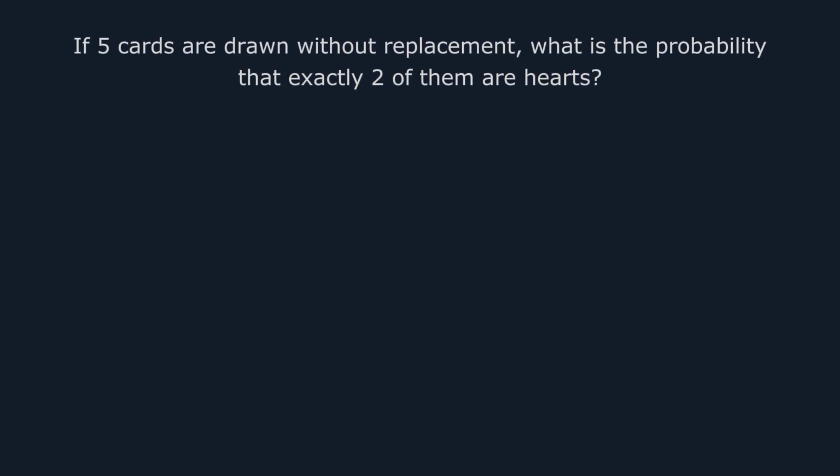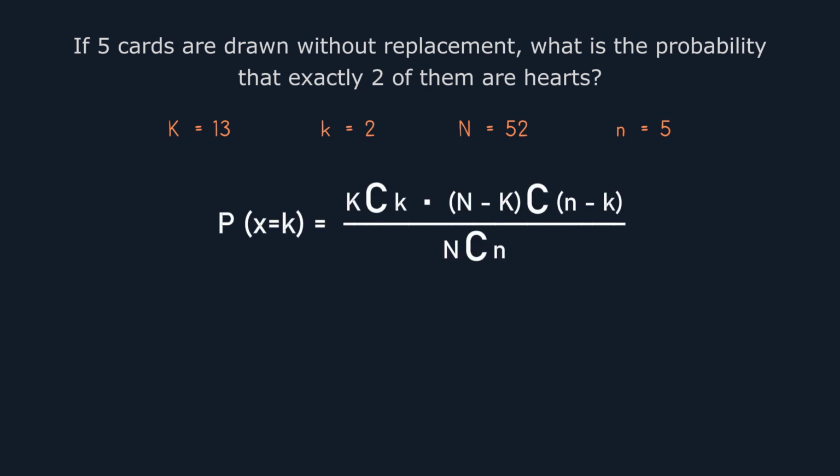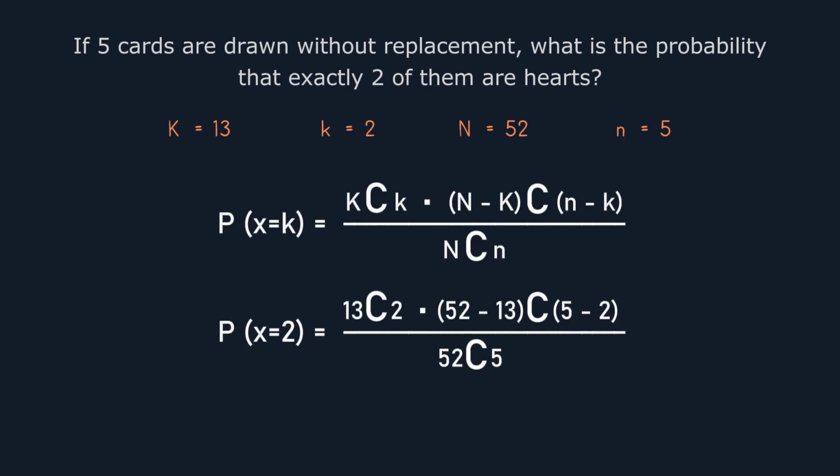Let's break this down. Here, uppercase K, the number of hearts in the deck, is 13. The number of successes we're looking for, lowercase k, is 2. The total number of cards in the deck, uppercase N, is 52. And lowercase n, the number of cards drawn, is 5. Substituting these numbers in the formula will give us the probability of drawing exactly 2 hearts out of 5 cards, which is approximately 0.274 or 27.4%.